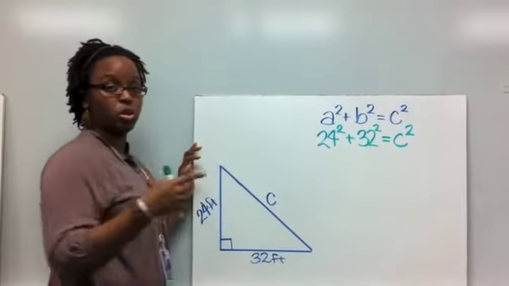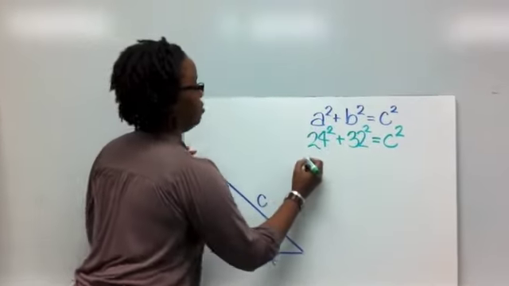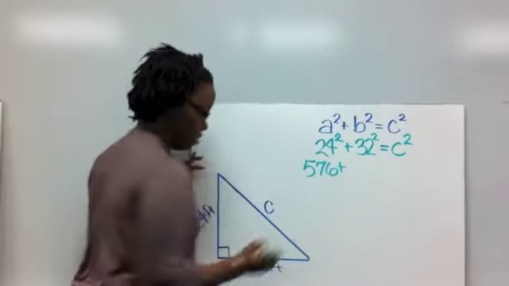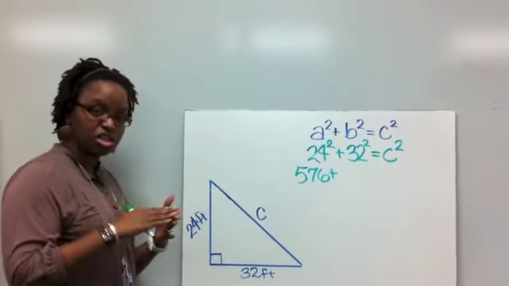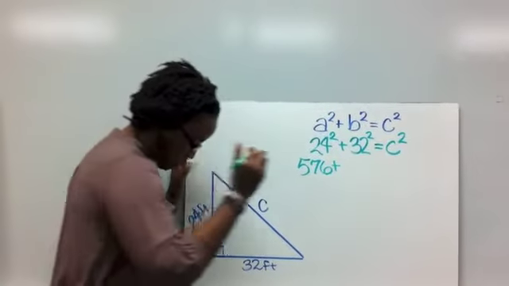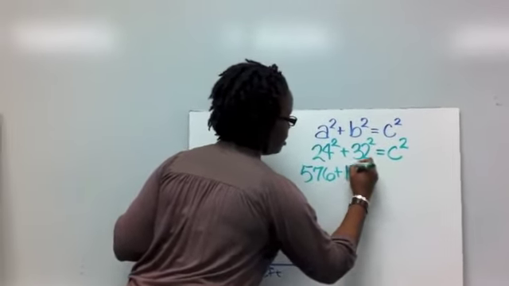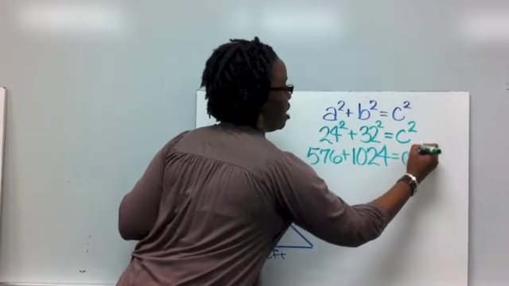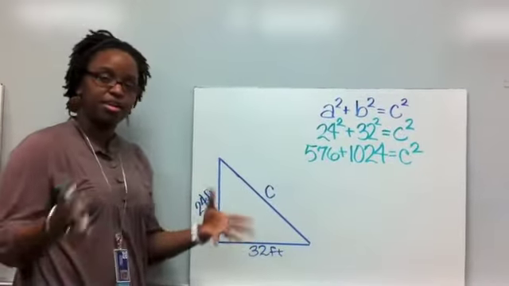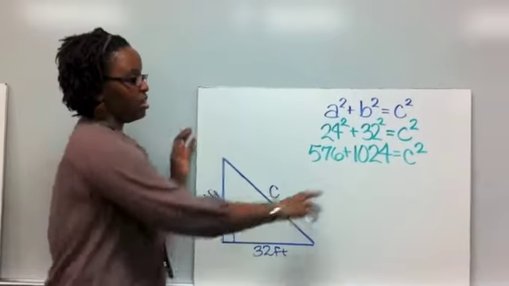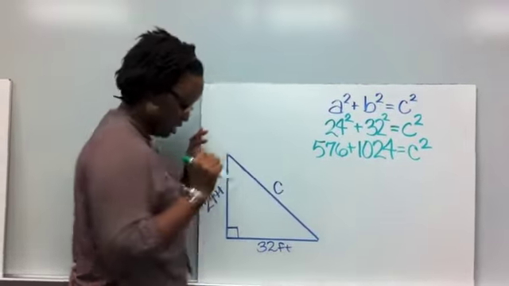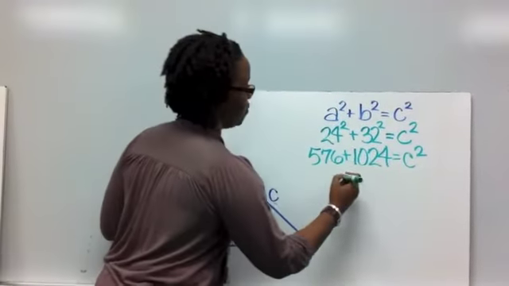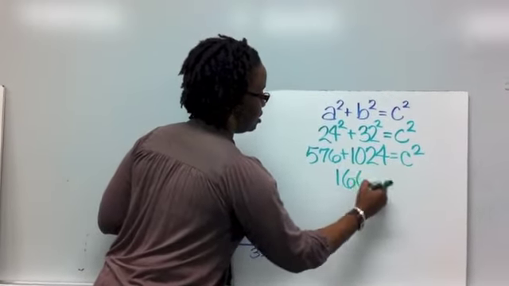24 squared means 24 times 24, which is 576. 32 squared means 32 times 32, which is 1024. And we're still trying to find c squared. Okay? Combine our like terms here, so we've got two constants that we can just add together. 576 plus 1024 is 1600.